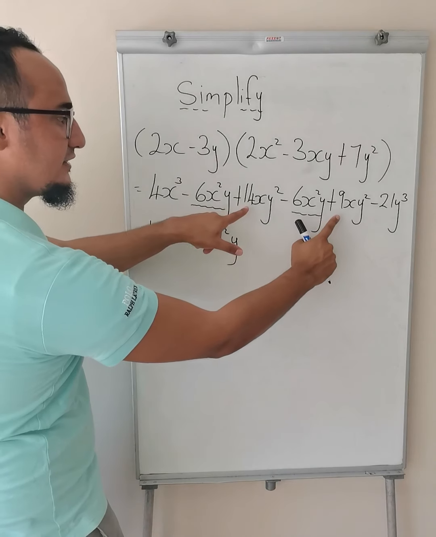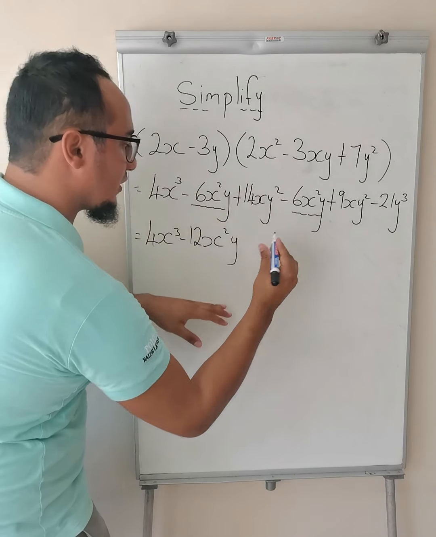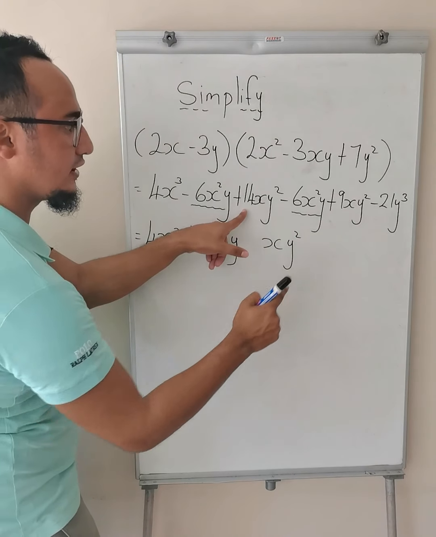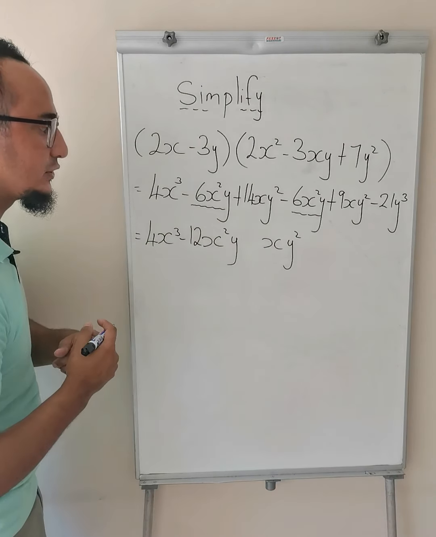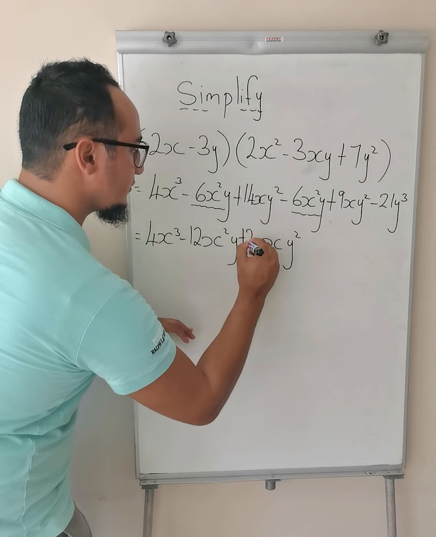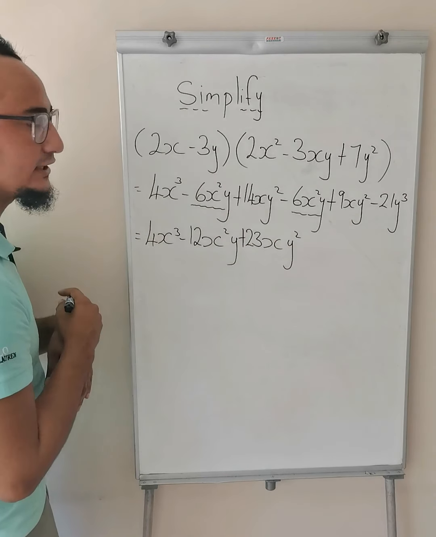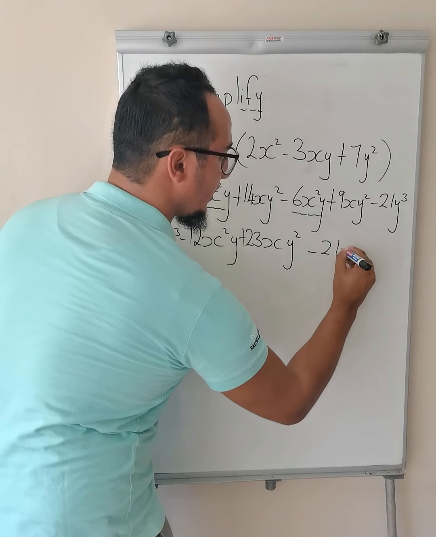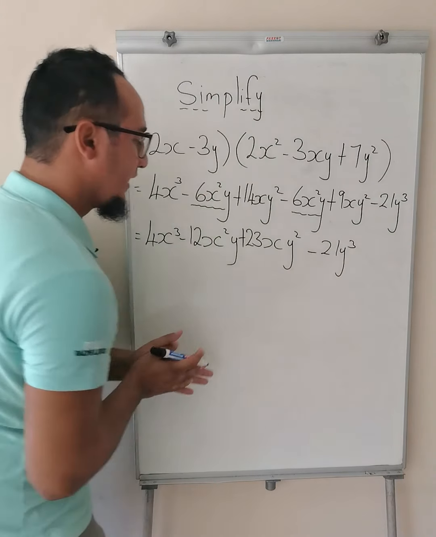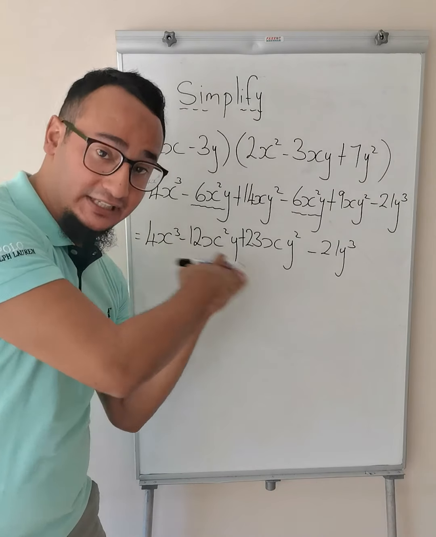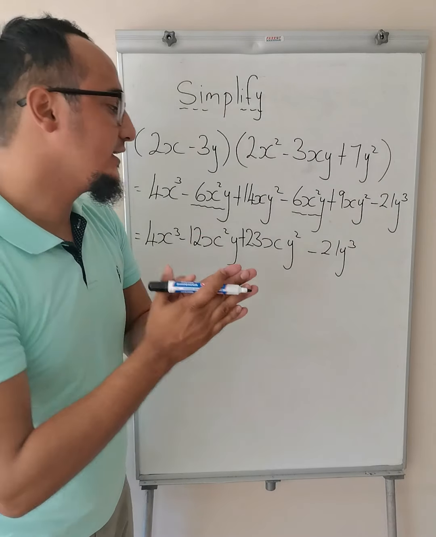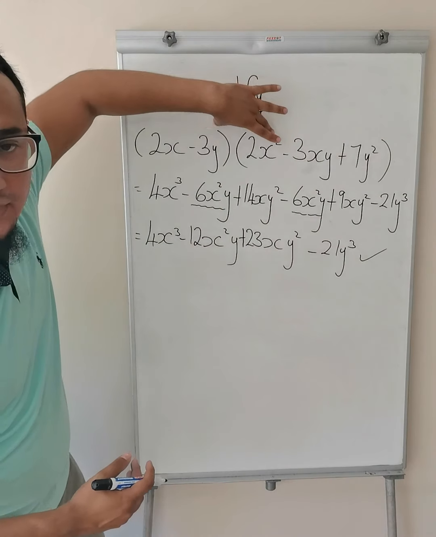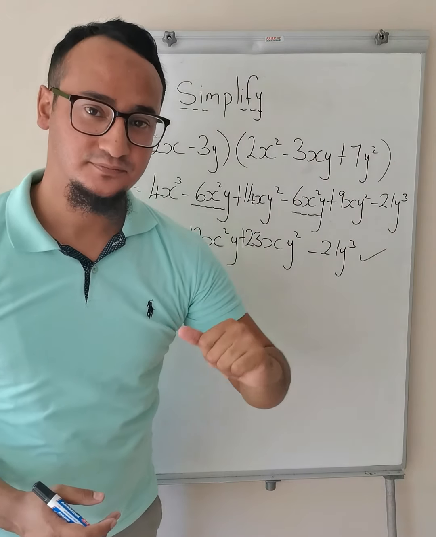Then I find that these two are like terms. So what happens? I keep the letters and I say 14 plus 9 is equal to positive 23. Anything else that I forgot? Just this one over here, minus 21y cubed. Is there any other like terms in my answer? If the answer is no, then this is a simplified version of my 2 brackets.